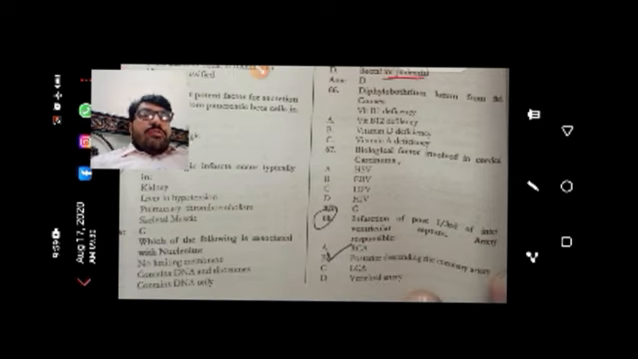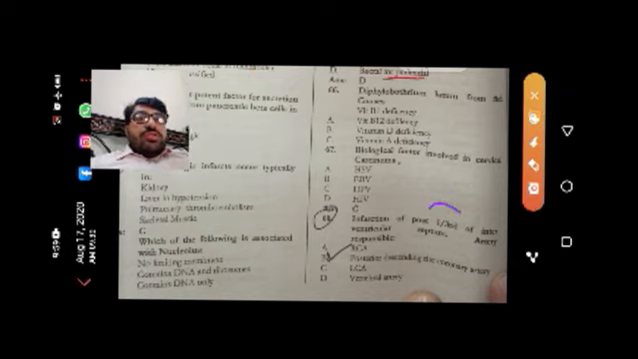Diphyllobothrium latum, so it causes B12 deficiency. Biological factor involved in cervical carcinoma, simple MCQ: human papillomavirus. Infarction of the posterior 1/3, now this is very important.